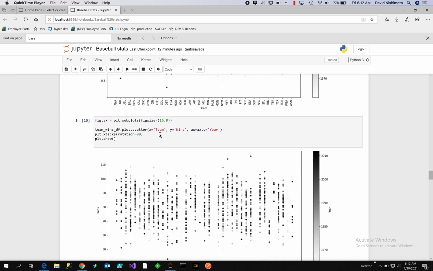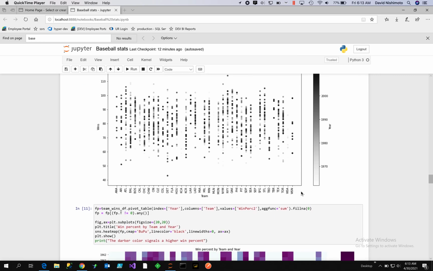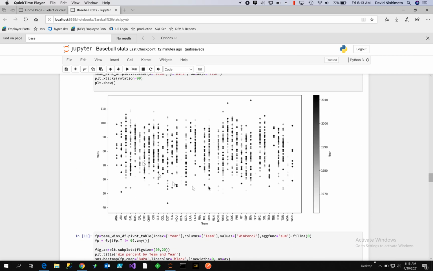Okay, and then this one we'll look by teams, by wins, by the year. So just see, are there reoccurring years that they're hitting the high win percent? Are they consistently hitting high win percents and they're consistently making the playoffs? So that's what we're trying to look at. So you can't really see the pattern yet.